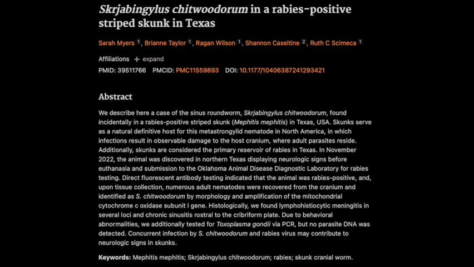Even with this skunk that tested positive for both rabies and S. chitwoodorum, we can't really say for sure which one, or if maybe both, caused that disorientation. You're right. It's highly likely that rabies was the main culprit behind the skunk's behavior. But with everything we know about S. chitwoodorum and how it can impact behavior, we can't rule it out completely.